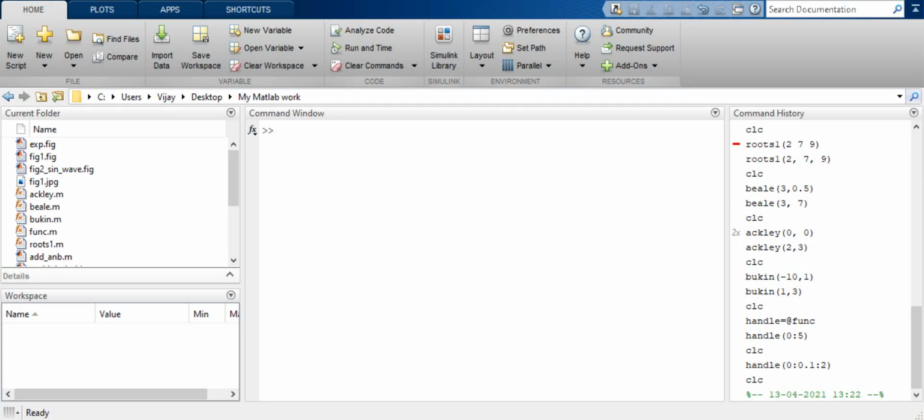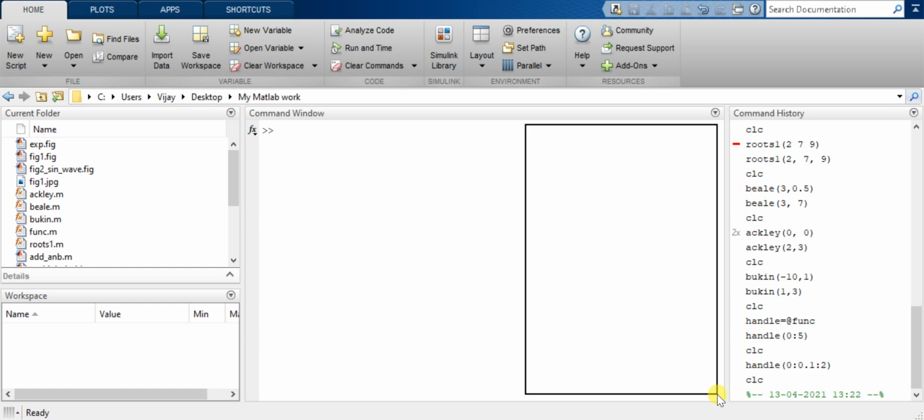So, hello everyone. In this lecture, we are going to study symbolic mathematics. Before starting symbolic mathematics, let me draw the box first and try to write what is being used in symbolic mathematics. So, first I write symbolic mathematics.